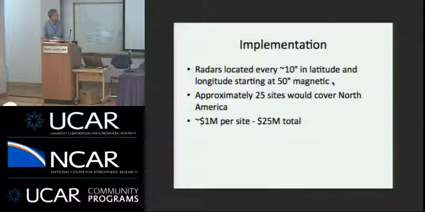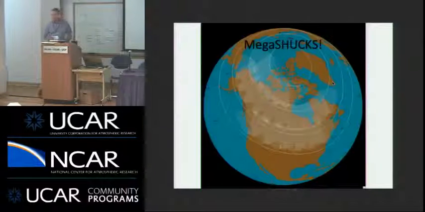So what I think we should do is have radars located every 10 degrees in latitude and longitude, starting at about 50 degrees magnetic. Something like 25 sites would cover all of North America, and I think I could do a pretty decent job for about $1 million per site. And there's my acronym.